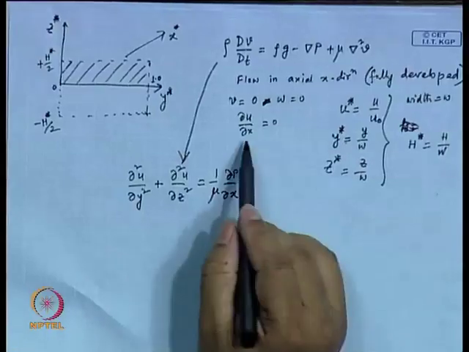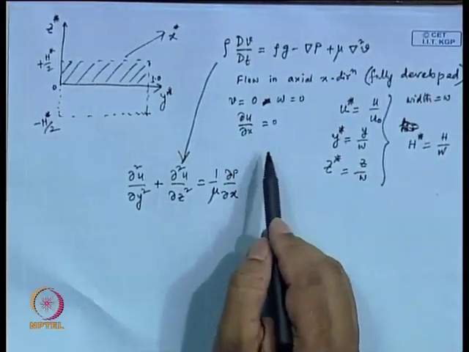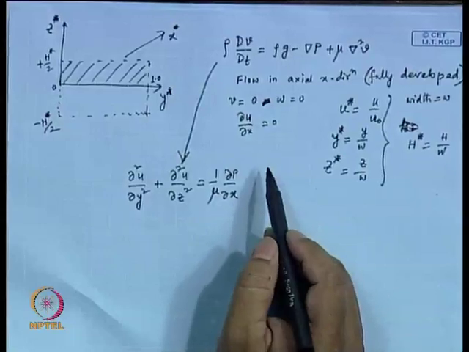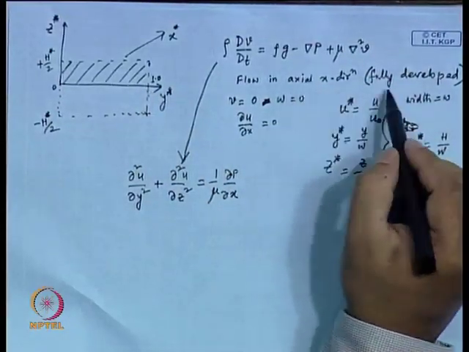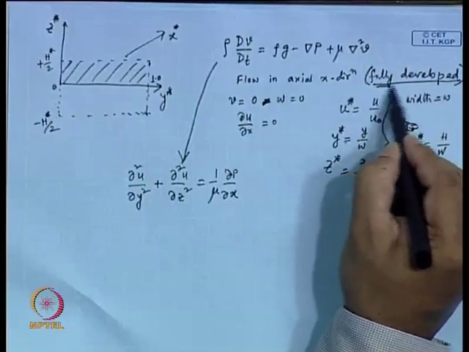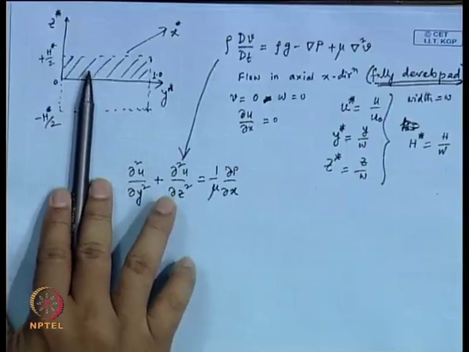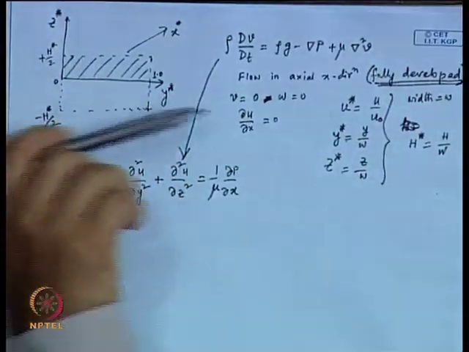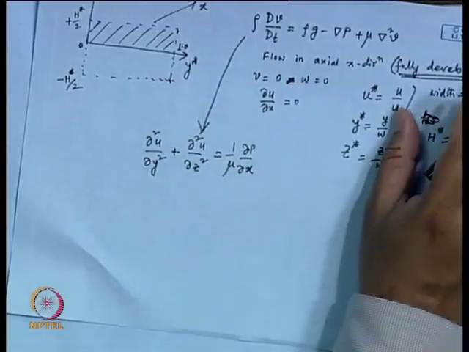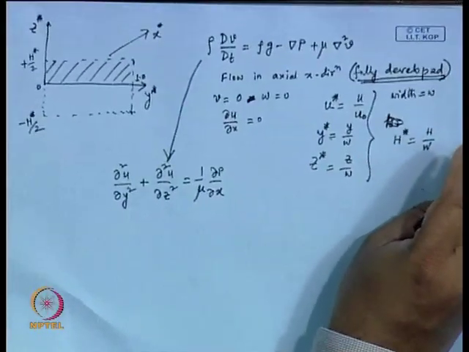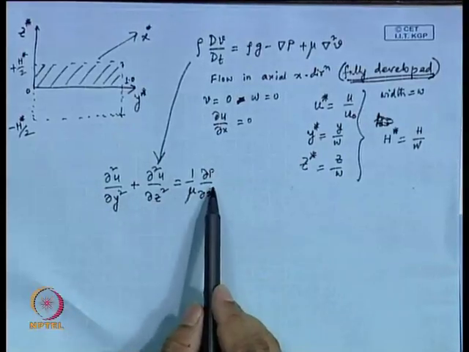We have del u del x equal to 0. What does this mean then? Del u del x is equal to 0. That means u is not changing with x. So, we had flow in axial x direction, fully developed. There is absolutely no flow in this direction, there is no flow in this direction; flow is only taking place in x direction, and that flow is also not changing with x. That means flow is fully developed.